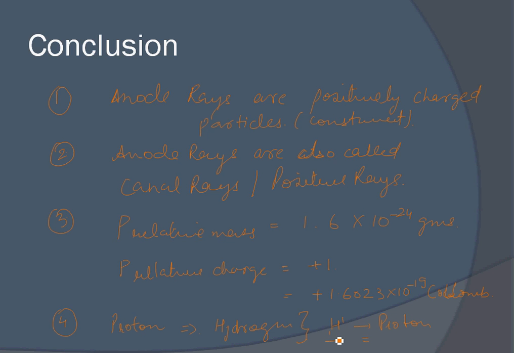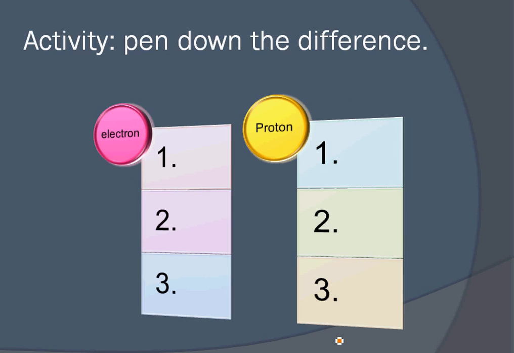So I end this session with the discovery of the proton. I hope you have understood all the points one by one, from the construction to the conclusion of the discovery of the proton. Now what you have to do is an activity. You just need to give me 3 differences between the electron and proton in 5 minutes.